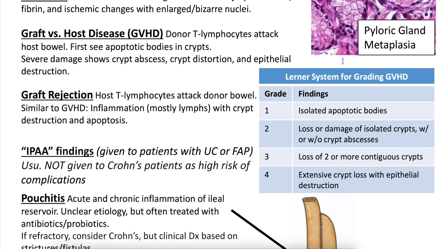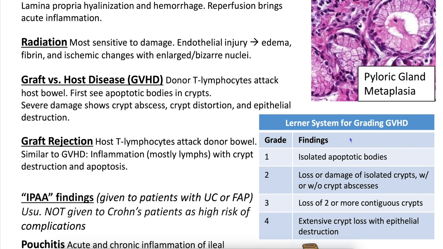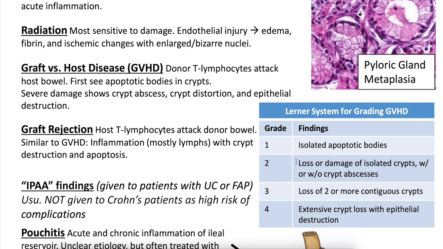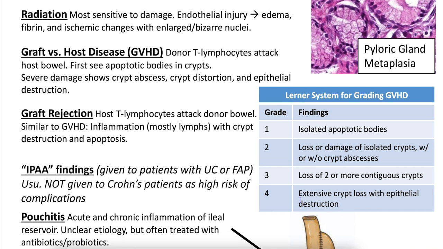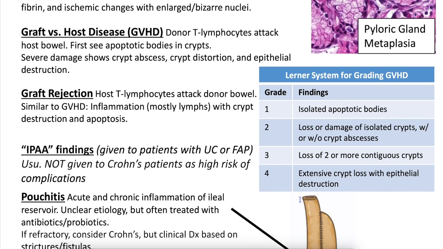There's the Lerner system for grading graft versus host disease. Grade 1 is just isolated apoptotic bodies. Grade 2 is loss or damage of isolated crypts with or without crypt abscesses. Grade 3 is loss of 2 or more contiguous crypts. And grade 4 is extensive crypt loss with epithelial destruction.